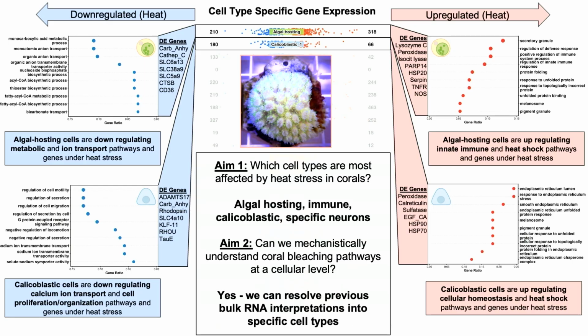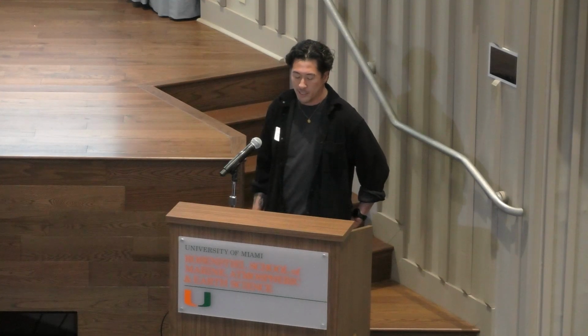So just to quickly summarize, I know that was quick, but through this method, we're able to understand which cell types are most affected by heat stress in corals, and then we can start to actually tease apart our bulk RNA-seq interpretations and pinpoint them to specific cell types.